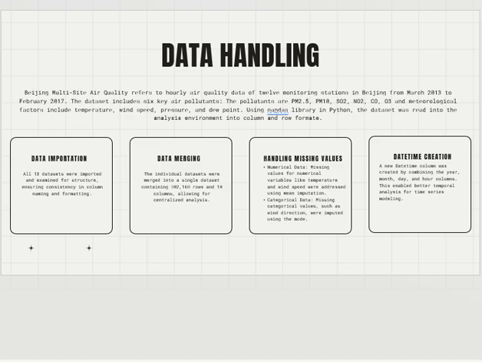My second slide, data handling. First up, the project dealt with a dataset providing hourly air quality data from 12 stations in Beijing, from March 2013 to February 2017. The dataset includes six pollutants, the chemical components including particulate matter, namely PM2.5 and PM10, sulfur dioxide, nitrogen dioxide, carbon monoxide, and ozone gas, as well as daily average, maximum and minimum temperature, wind speed, and pressure.